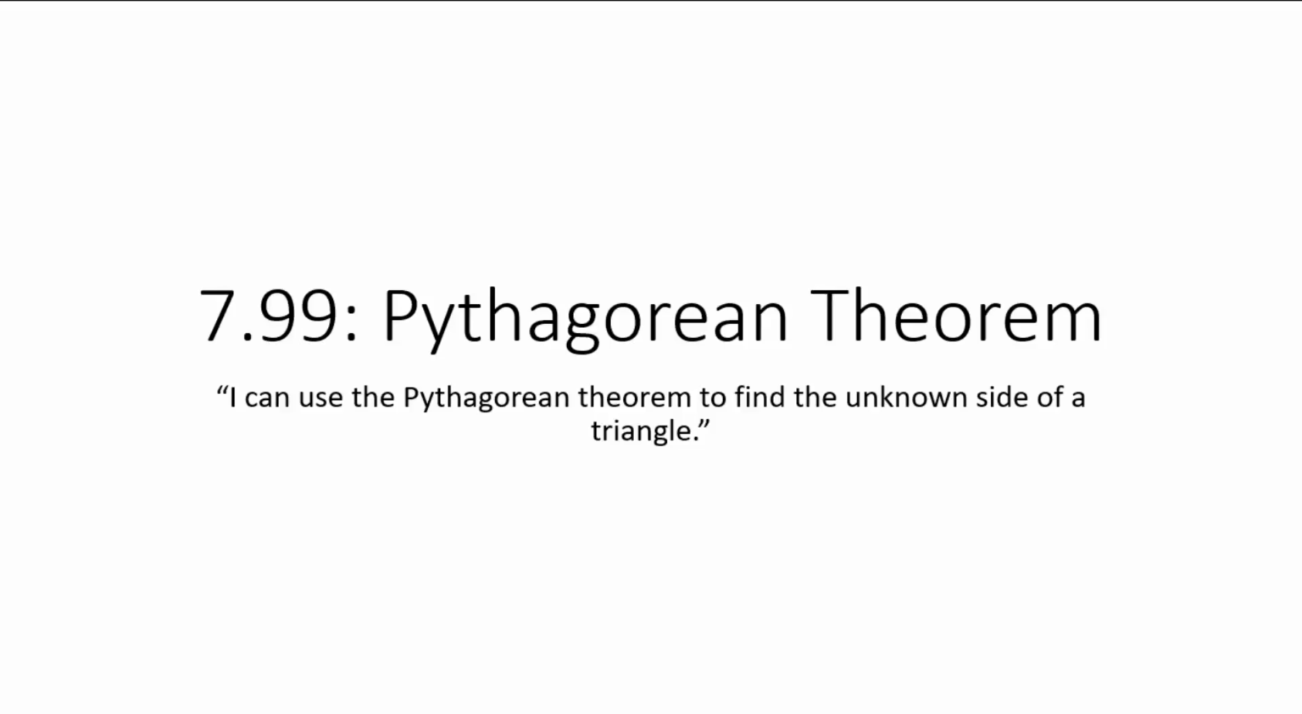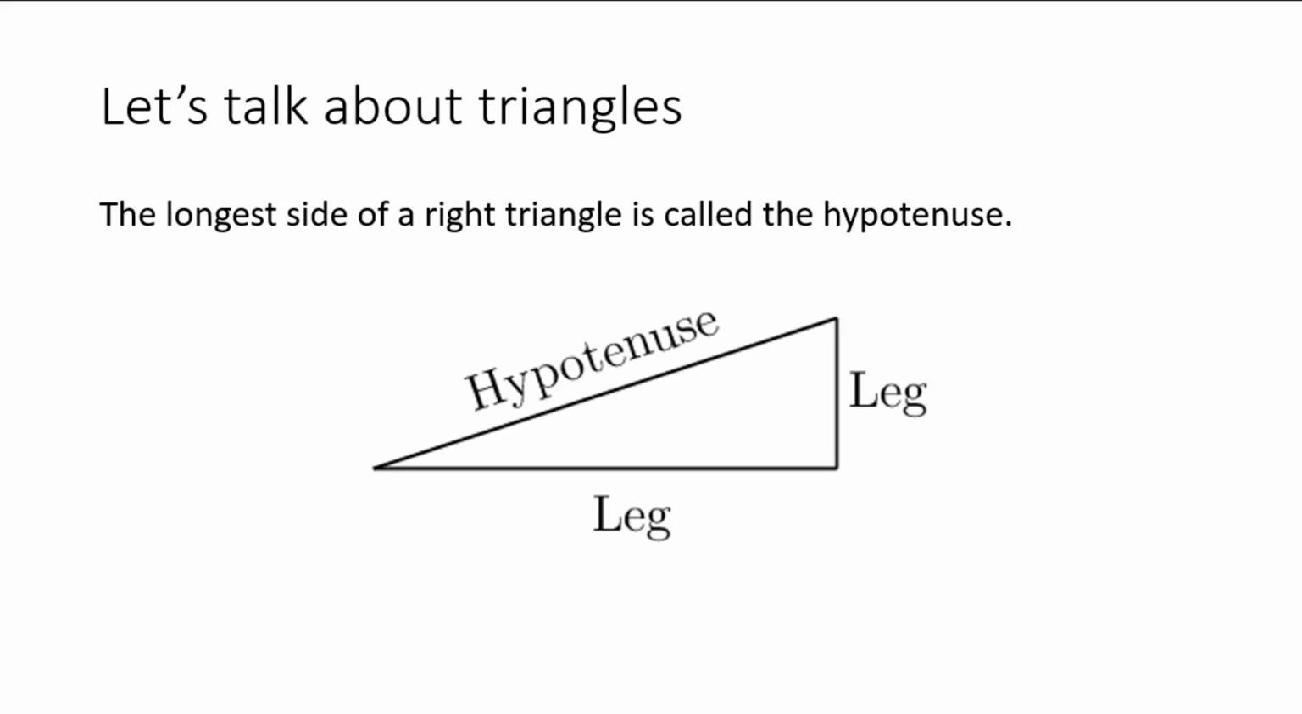Welcome to lesson 99, the Pythagorean Theorem. Our objective is: I can use the Pythagorean Theorem to find the unknown side of a triangle.